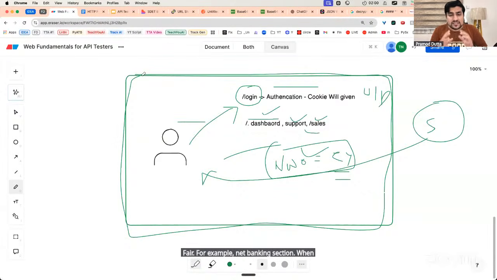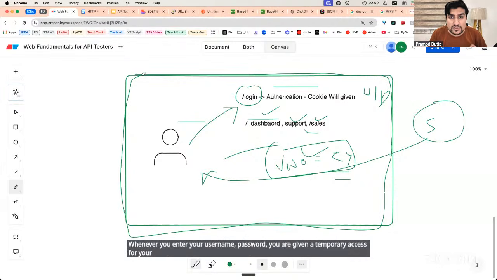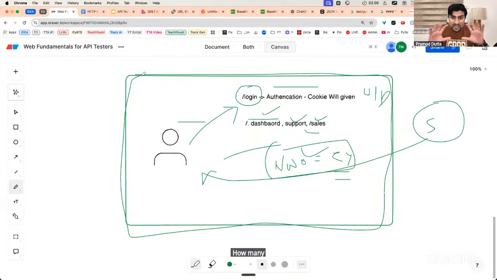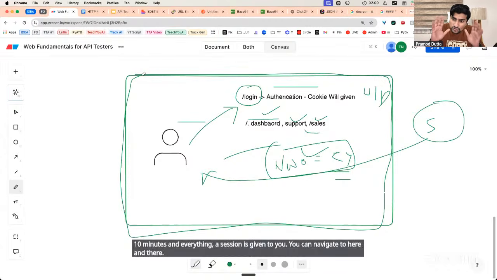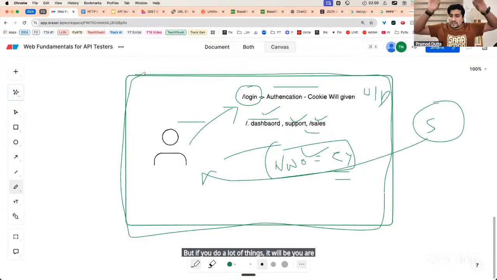When you enter your username and password, you are given a temporary access for your net banking. Yes or no? How many of you are with me? It is temporary access for just 10 or 15 minutes, a session is given to you. You can navigate here and there, but if you do a lot of things, you will be logged out after that.